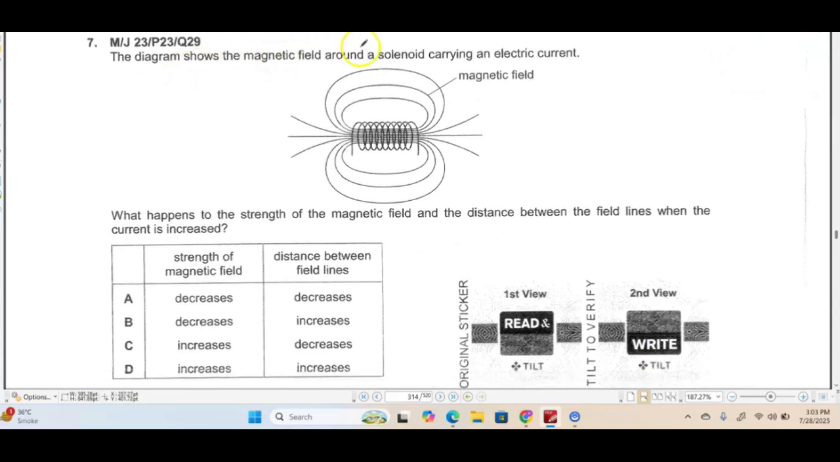Question number 7. The diagram shows the magnetic field around a solenoid carrying an electric current. A solenoid is this coil-shaped thing carrying current. What happens to the strength of the magnetic field and the distance between the field lines when the current is increased? Current and magnetic field strength are directly proportional. The more the current, the closer will be the magnetic field lines. So the strength of the magnetic field is going to increase and the distance between the magnetic field lines is going to decrease. So C is going to be our correct option.